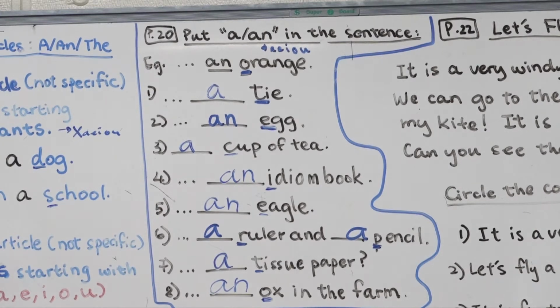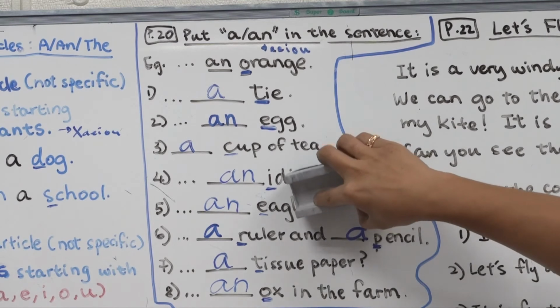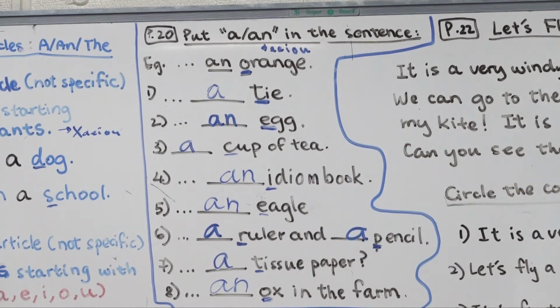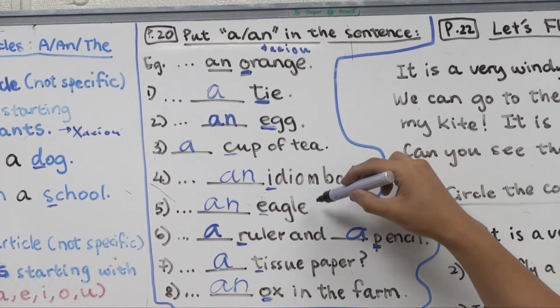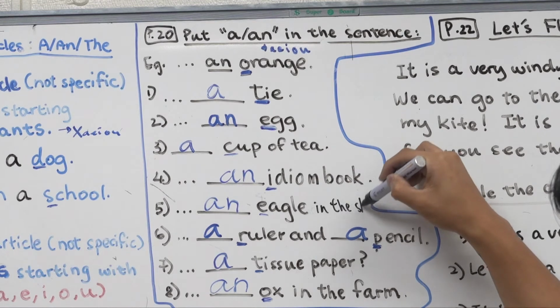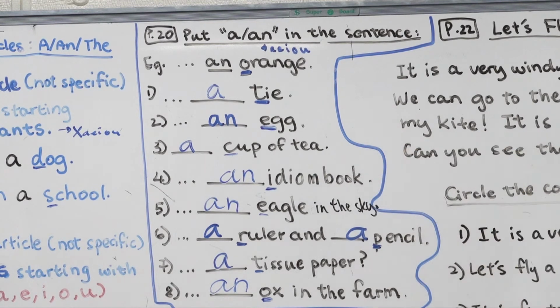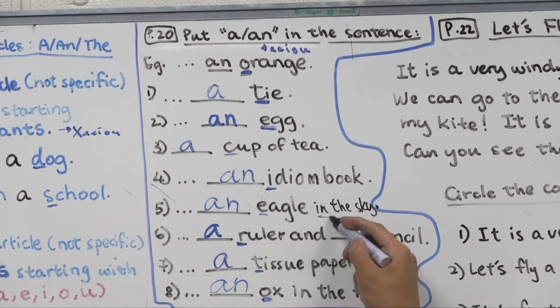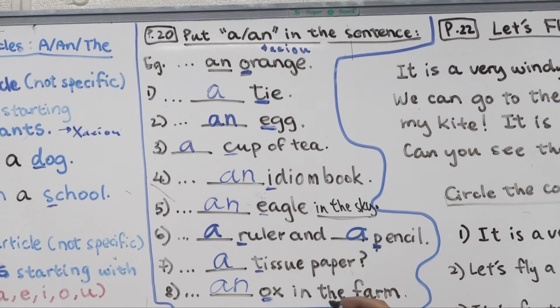Now, let me write down one more thing so we can do a recap on what we've just learned so far, which is the definite article the. Okay? So take a look at these words, okay? Question number 5 and question number 8.